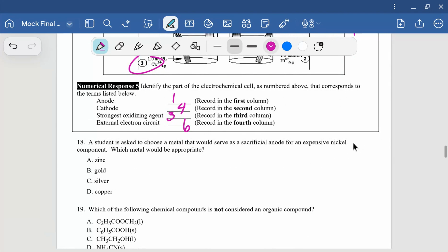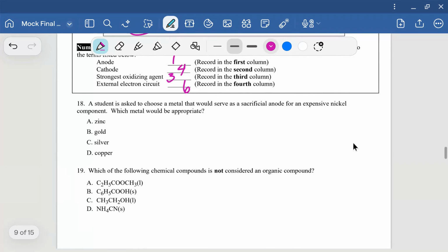Number 18, a student is asked to choose a metal that would serve as a sacrificial anode for this experiment, for an expensive nickel component. Which metal would be appropriate? If you're a sacrificial anode, you would undergo oxidation before nickel. So nickel, if it's undergoing oxidation, it's a reducing agent. You need to find a reducing agent lower on page 7 than nickel, and the option here would be zinc.